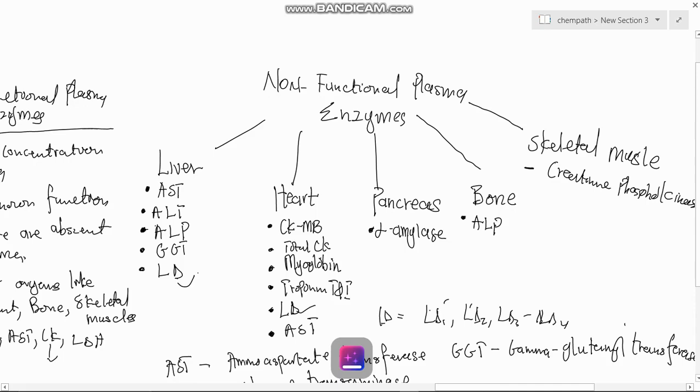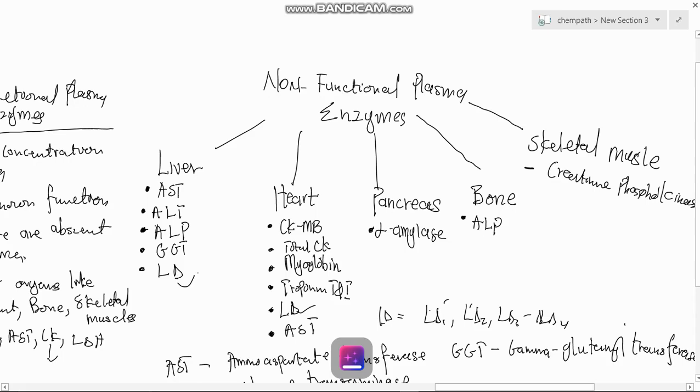Okay, so we can talk about AST. You can see AST here at the liver side. We also have AST at the heart side as well. Then we can talk about the alpha amylase. Alpha amylase is mostly found in the salivary glands and the pancreas. With a rise in this one, we can talk about diseases such as acute pancreatitis. Peptic ulcer can also cause a rise in alpha amylase.